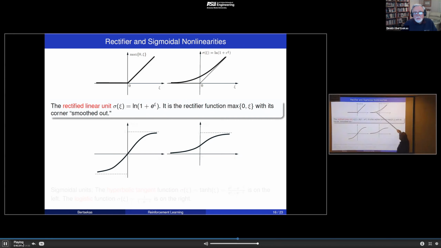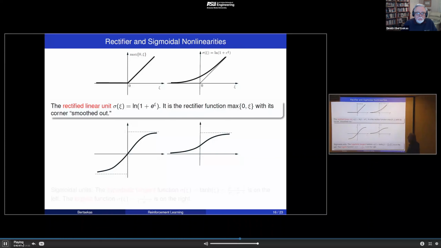Asymptotically, it approaches the rectifier on both sides, but its corner is smoothed. And we need a smooth nonlinear unit because we want to use gradient methods, and gradient methods require differentiability. So this is something that has come into play relatively recently.